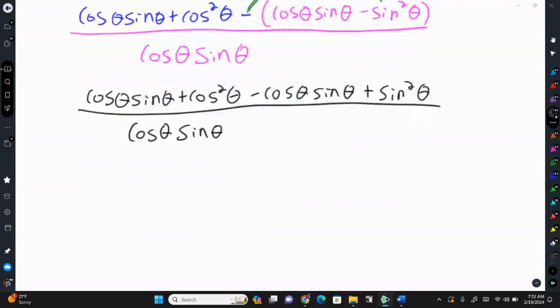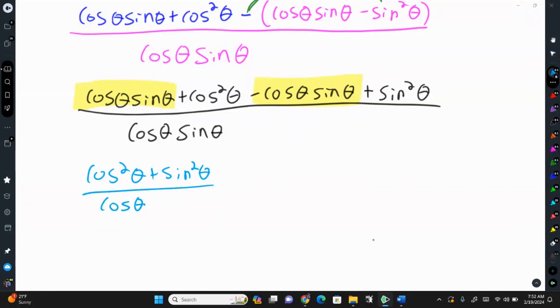Well, now this and this are going to cancel, because we have positive cosine sine and then we have negative cosine sine. So that gives us cosine squared theta plus sine squared theta over cosine theta times sine theta. And cosine squared plus sine squared is 1.